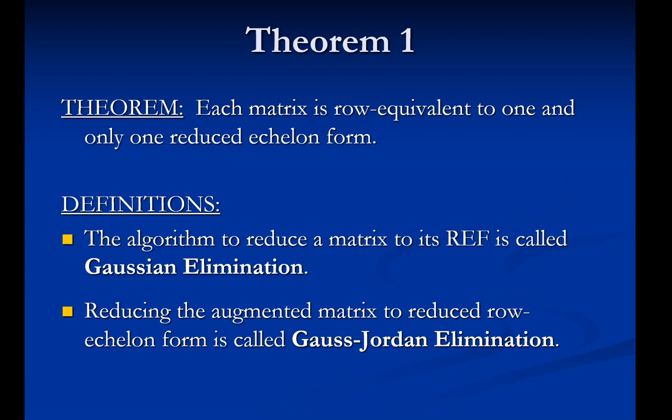And so when we're reducing to REF, we call those steps Gaussian elimination. And if we go all the way to RREF, it's called Gauss-Jordan elimination. That last name looks like Jordan, but his last name was pronounced Jordan. Okay, so Gauss-Jordan elimination. And it's kind of cool.